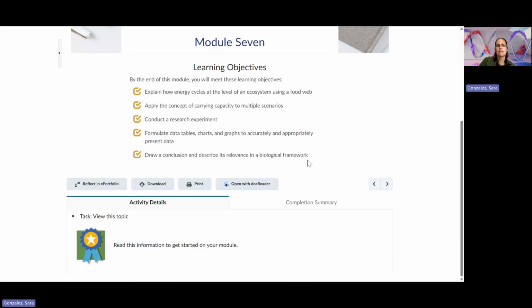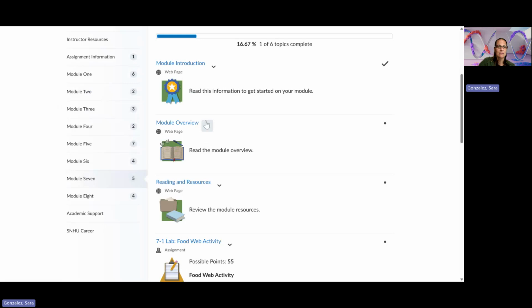In the module intro, what you're going to do is look at the objectives. Of course, we're going to look at energy cycles, and what their role is in the ecosystem, including the food web. Looking at carrying capacity: by definition, it is the maximum amount of a certain species that the Earth can provide for at its current rate of natural resources. Looking at data tables, charts, and graphs to accurately depict the data, and then drawing conclusions from the graphing and tabulation that you have designed.